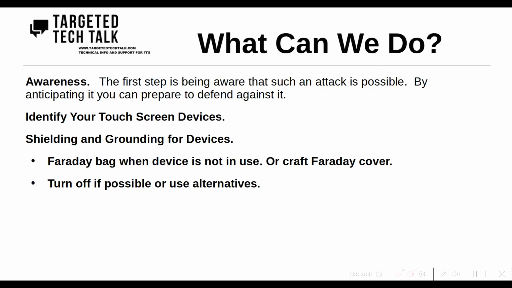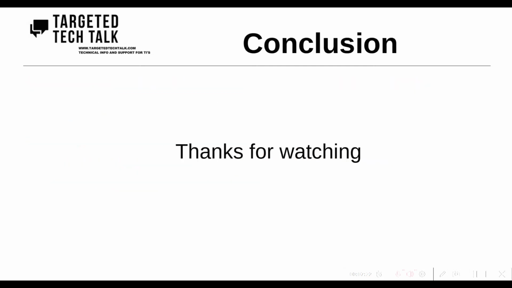You might also turn off devices or think of alternatives. So if you're using your phone for your alarm at night, you might think about turning off your phone and then using a traditional alarm clock. That kind of thing would eliminate the possibility of this being used for those time periods. So that's a few things to think about.